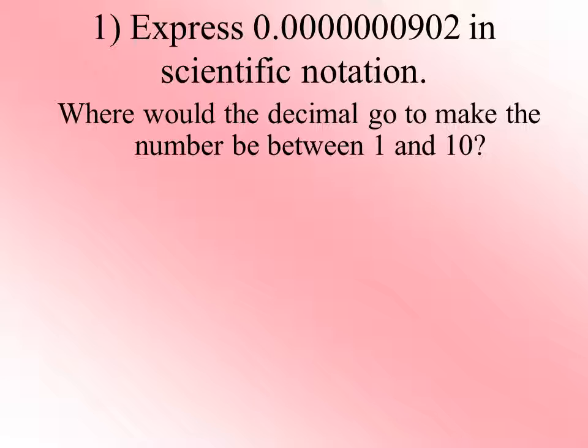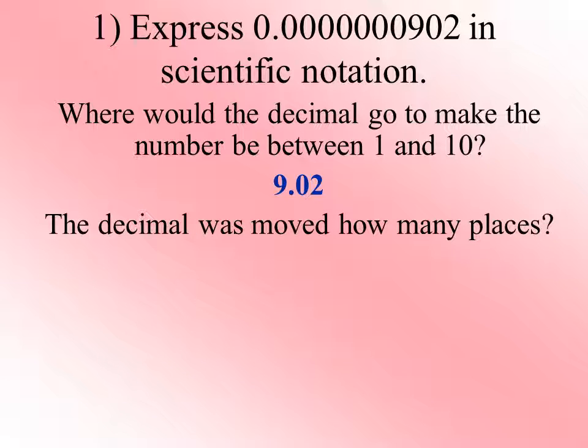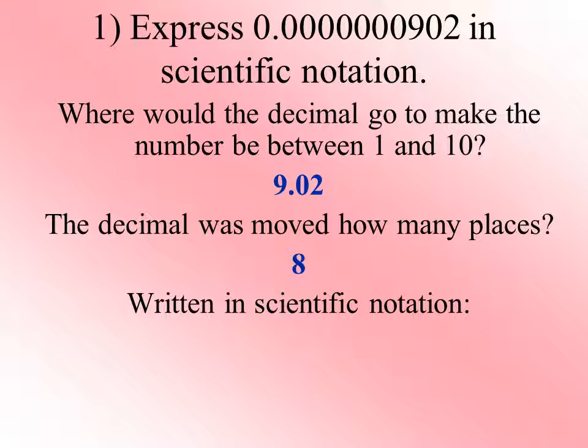Where would you put the decimal to make the number between 1 and 10? If you said to the right of the 9, where the 0 is, you are correct. 9.02 is between 1 and 10. So how many places did you move your decimal point? You should have said that you moved it 8 times. Remember, since the original number is less than 1, your exponent should be negative. So this number written in scientific notation is 9.02 times 10 to the negative 8th power.